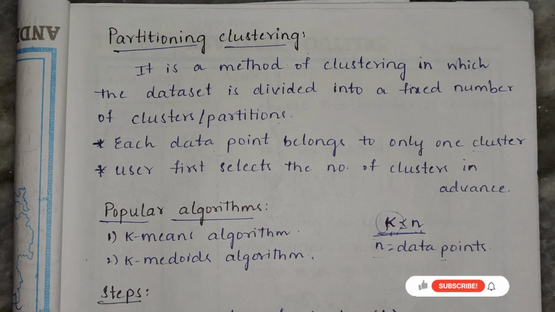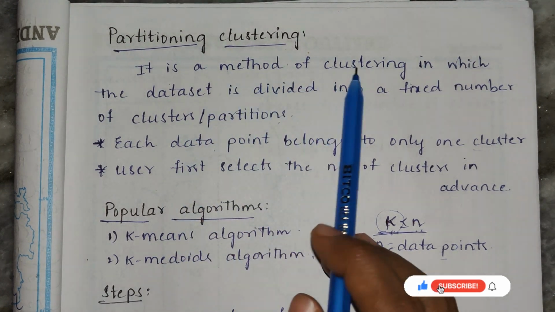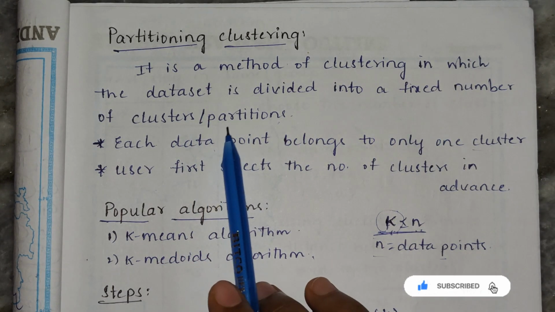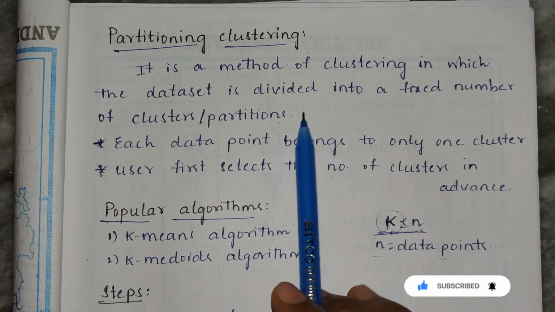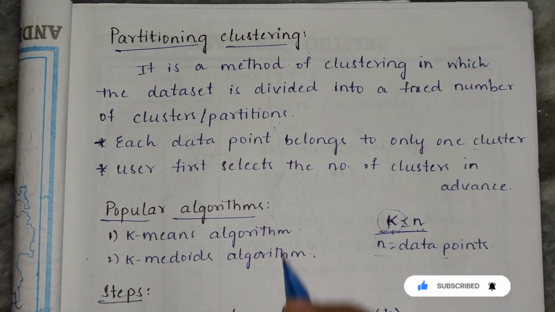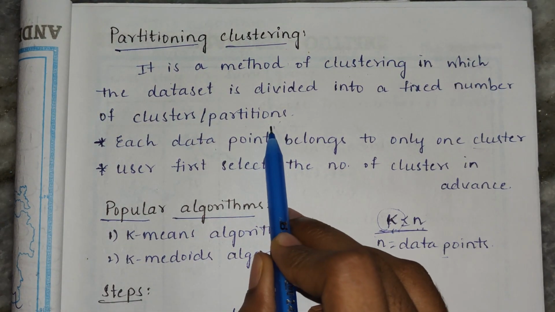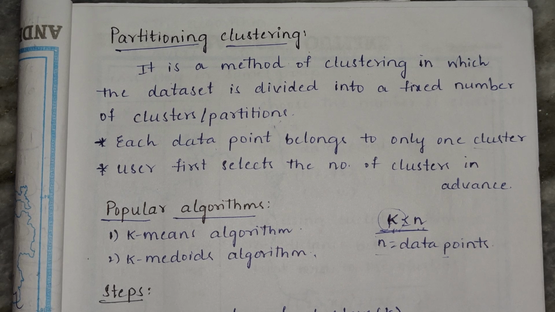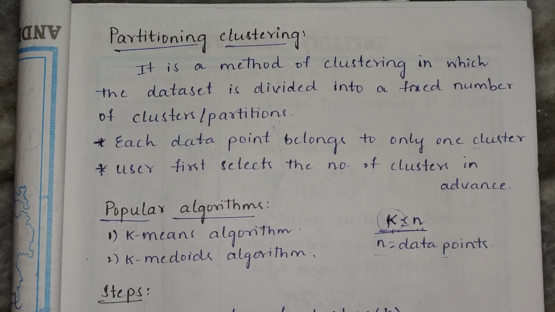First of all, let us know what is meant by partitioning clustering. Partitioning clustering is a method of clustering in which the dataset is divided into a fixed number of clusters or partitions, which means here partitions are nothing but groups. We can say clusters, partitions or groups, these three are the same. Understood? Partitioning clustering is nothing but dividing the dataset into a fixed number of groups. That is nothing but partitioning.